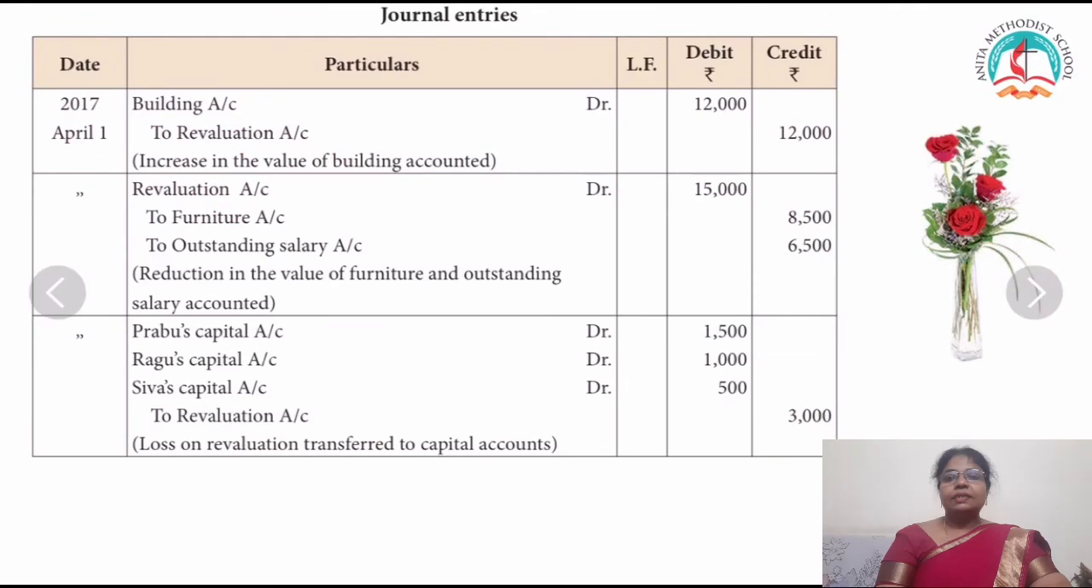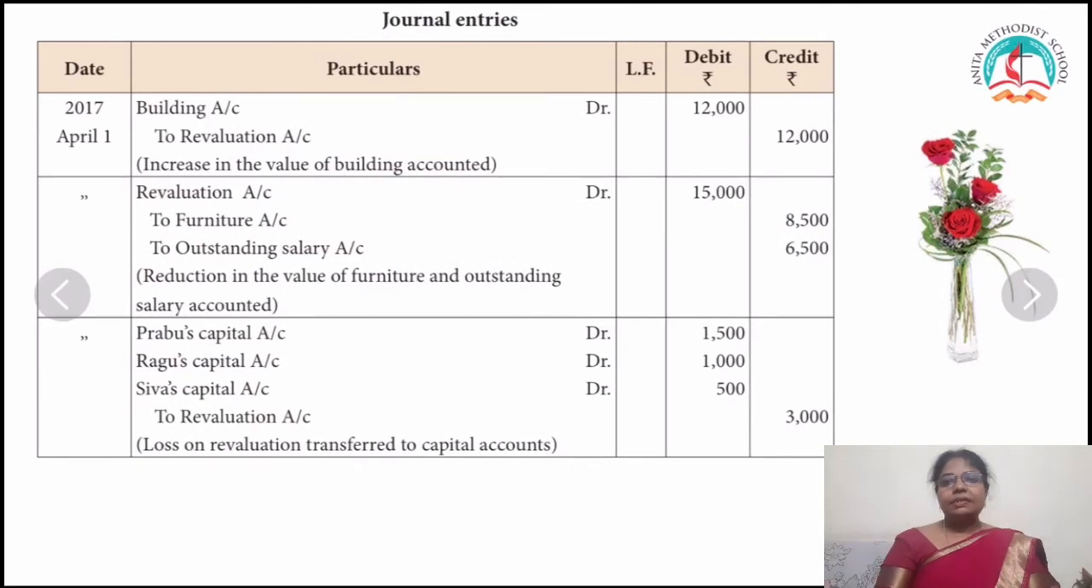Journal entries. The first journal entry is for increase in the value of an asset. Here the value of an asset is building. Building account debit to revaluation account. The amount is 12,000.